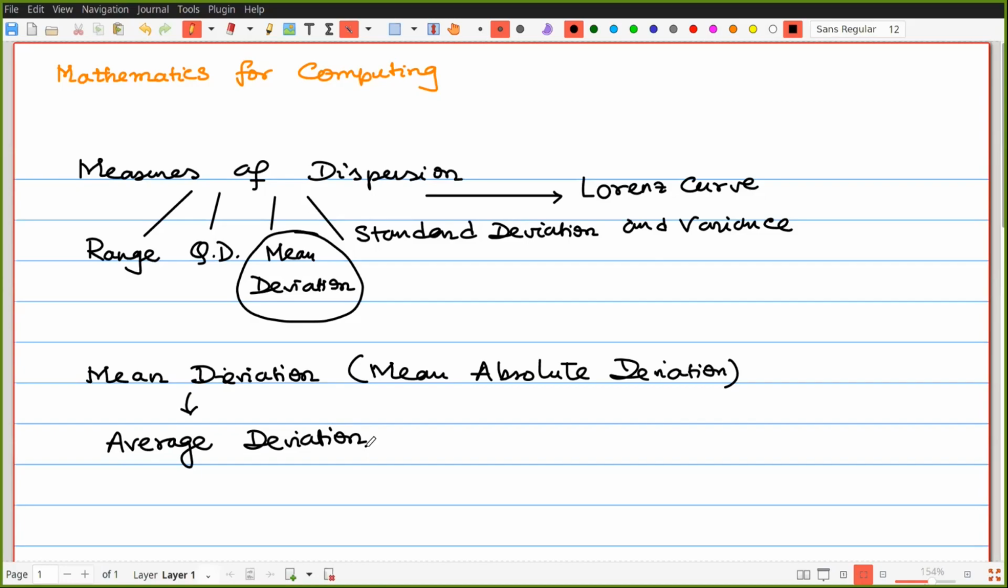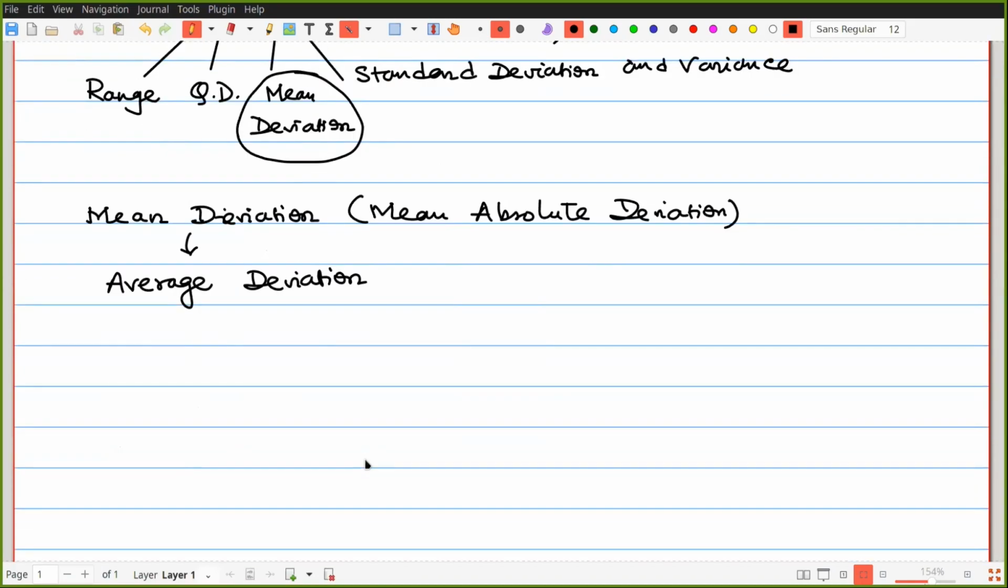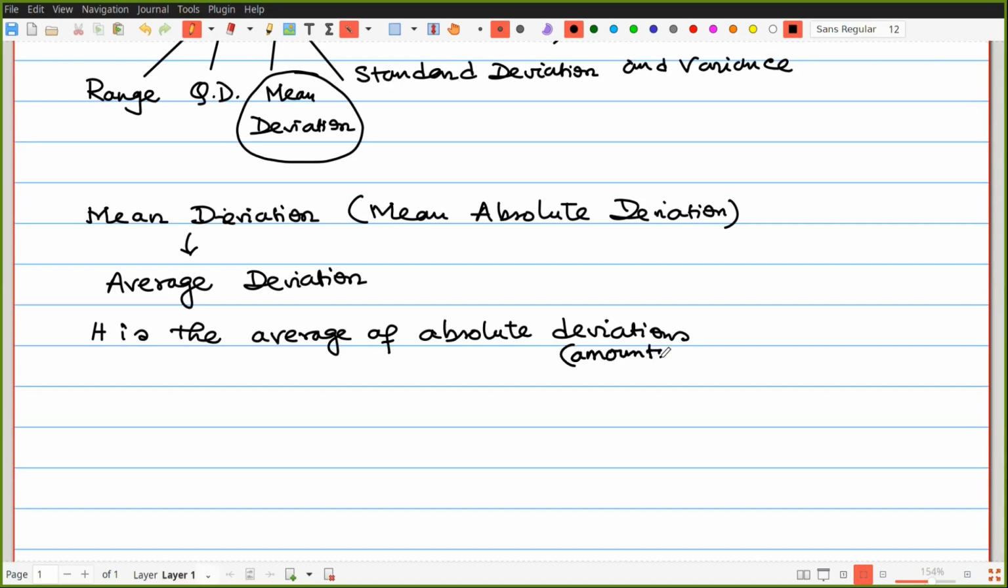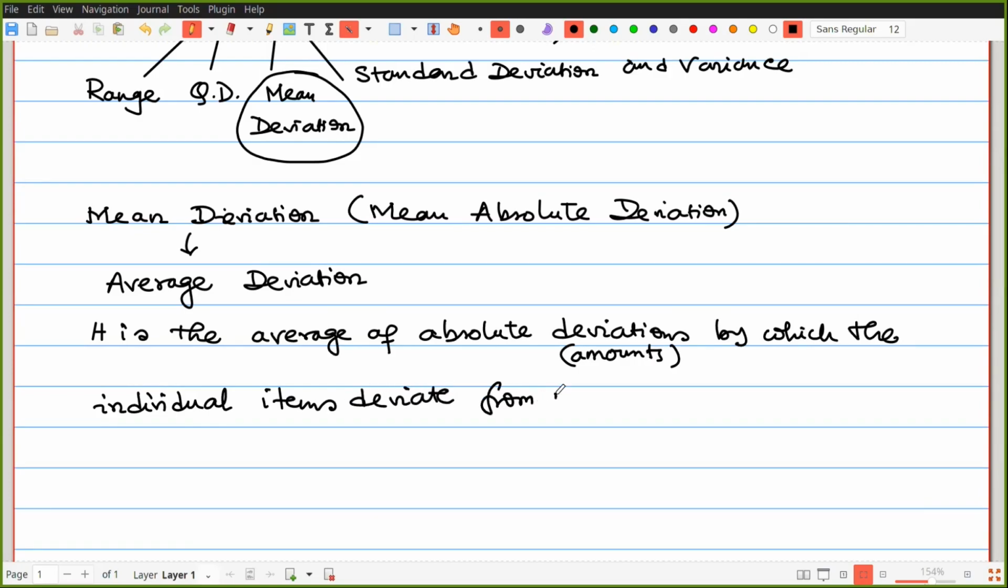Now, what is mean deviation? It is practically the average of, now look at the term, absolute deviations or amounts by which the individual items deviate from the mean and also median. We should check it.